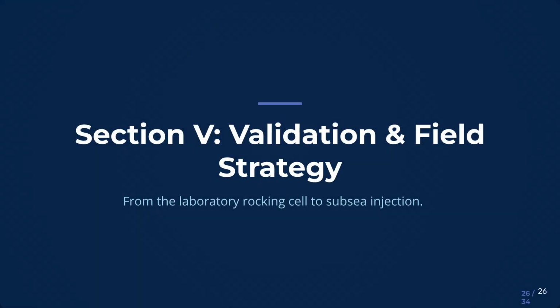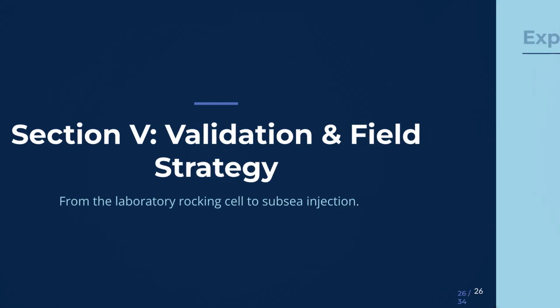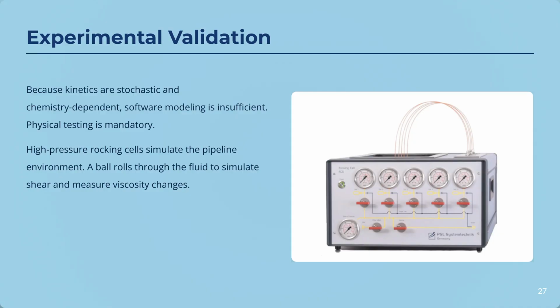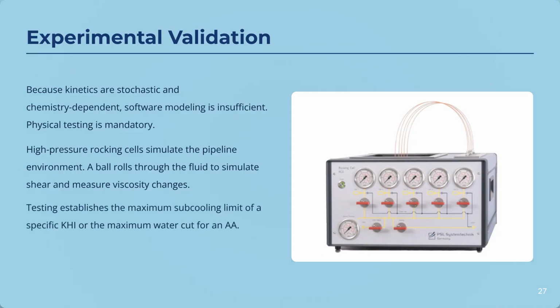Moving to Section V, we discuss validation and field strategy. How do we take these chemical insights and apply them to subsea operations? Because kinetics are unpredictable, physical testing is mandatory. We use high-pressure rocking cells to simulate pipeline conditions and establish the specific performance limits of our chosen inhibitors.